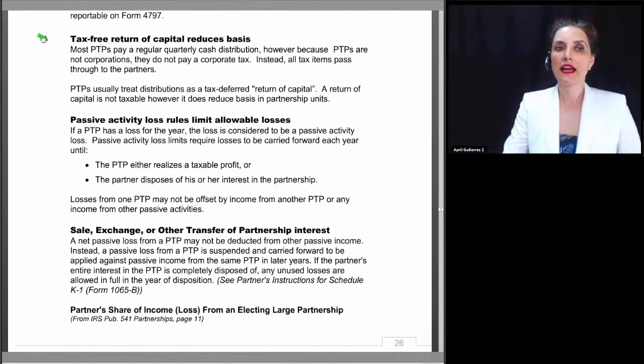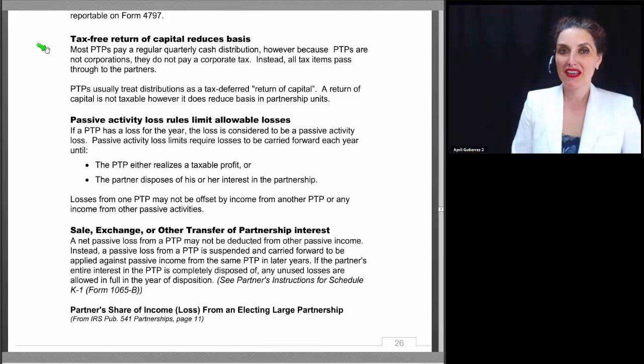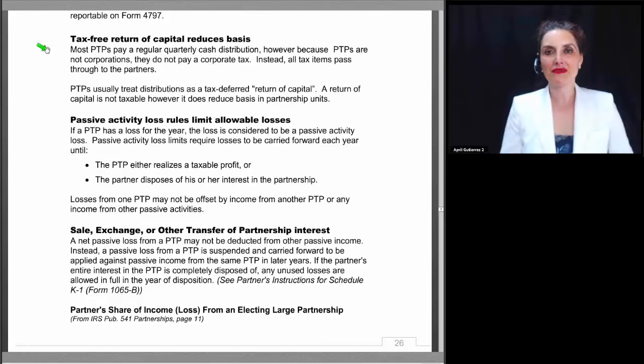Let's look firstly at the tax-free return of capital reduces basis. One of the things that people like about PTPs is they'll buy units in the PTP, and then the PTP starts giving them money back that they don't have to pay tax on, because the first amount of money paid out of the PTP is usually a return of cost. But of course, if you're getting money back out of the PTP as a return of cost, it ultimately is reducing your basis in the PTP, and it will increase the profit you have.